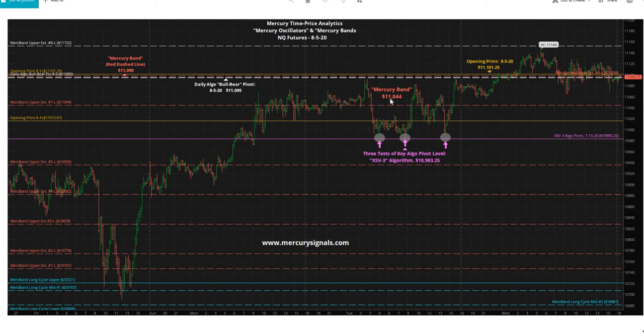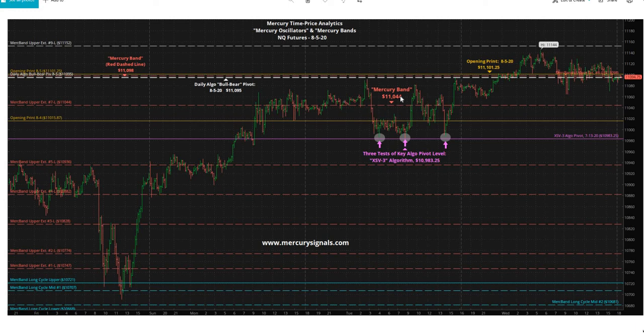This Mercury band at 11,044, you can see all the behavior that's gone up and down, above and below 11,044. And by the way, these Mercury bands on ES, we recalculate every night after we get the full close at 5 o'clock, not the 4 o'clock, not the 4:15. We have to wait until the full close at 5 o'clock Eastern time. But the Mercury bands on ES are recalculated every evening prior to the Globex open at 6 o'clock.